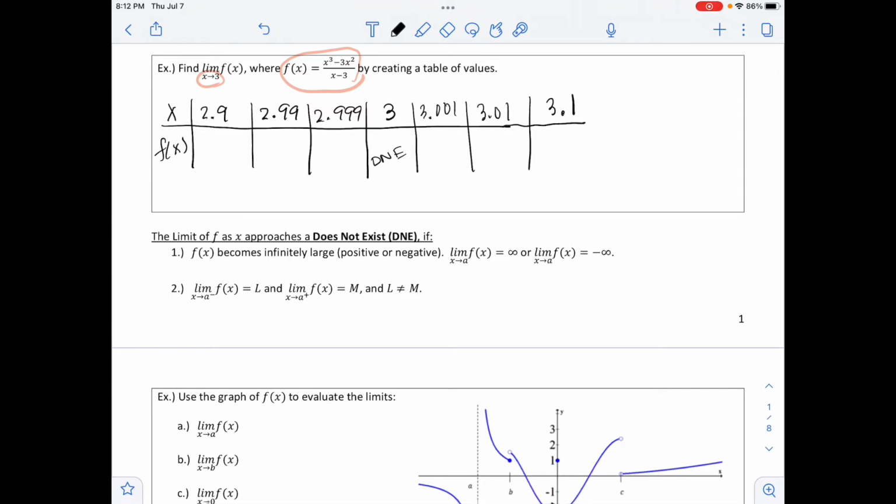So take a moment, substitute all these values in on your calculator, and we're going to write down those y values. And so the first one that we have is 9.61.